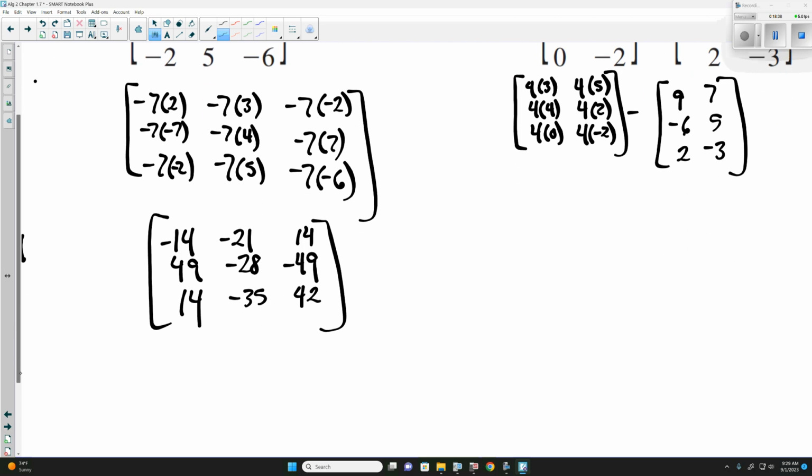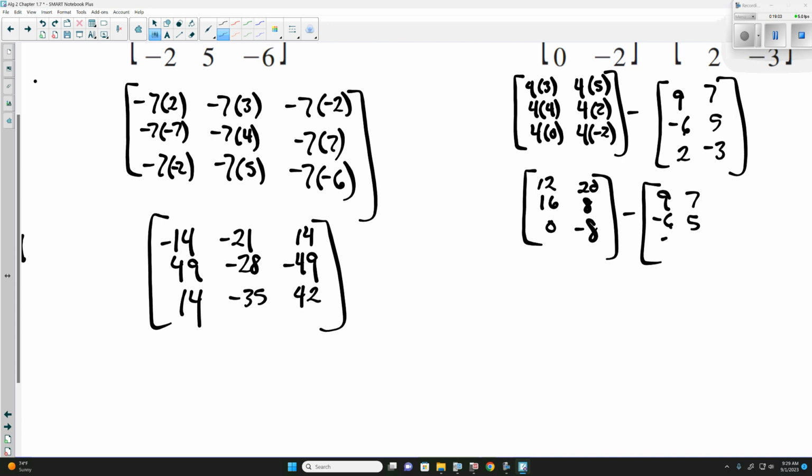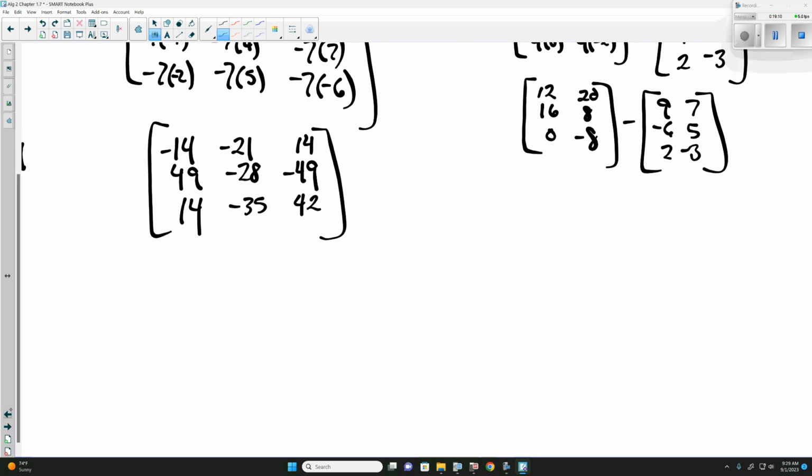Now at this point here, we're going to do our simplifying of the 4s. 4 times 3 is 12. 4 times 5 is 20. 4 times 4 is 16. 4 times 2 is 8. 4 times 0 is 0. And 4 times negative 2 is negative 8. And now the last thing we need to do is subtract.